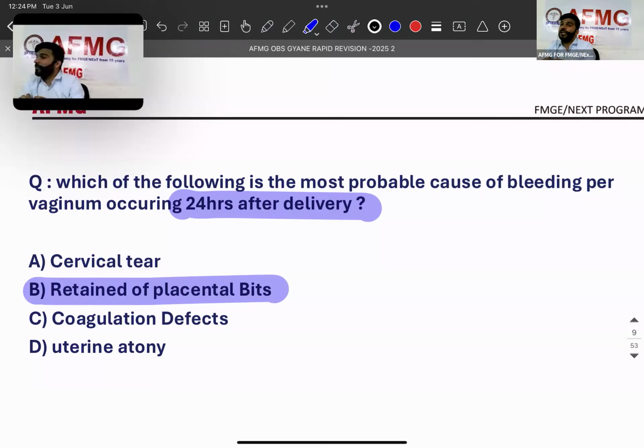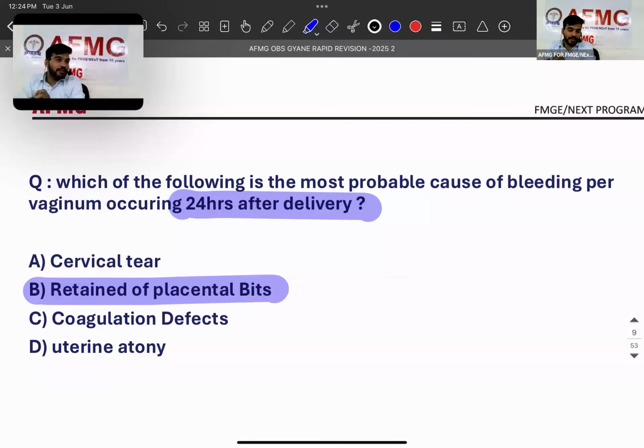That is about the primary postpartum hemorrhage. When the primary postpartum hemorrhage happens, that is called as what? Within 24 hours of delivery. At that time, the cause is atonic uterus. But after 24 hours, what is the cause? Retained placental bits. Is that clear?